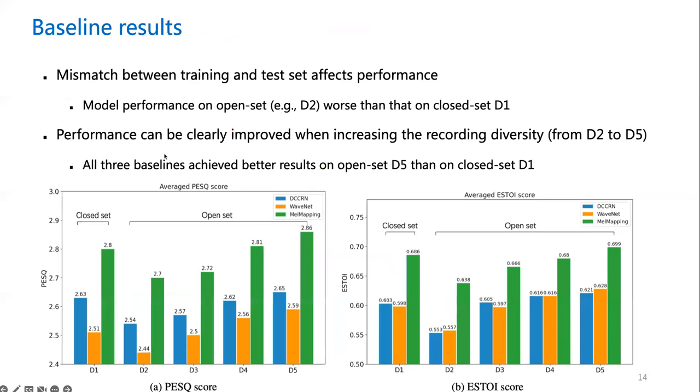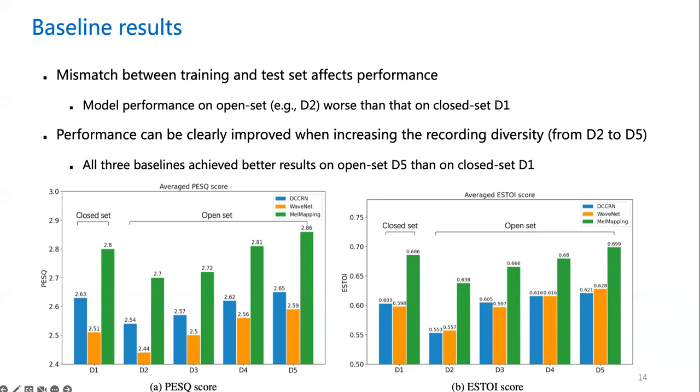Results are given in these figures. So the first, we can find the mismatch between the training and test set affects performance. The model performance on open sets, like in D2, is much worse than that on closed sets, which is in D1. The second, the performance can be clearly improved when we increase the recording diversity.